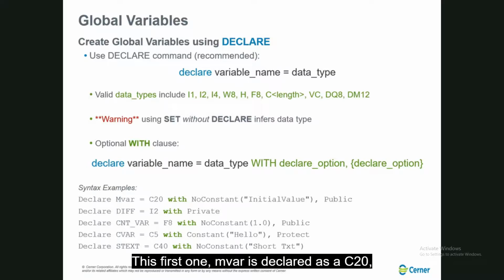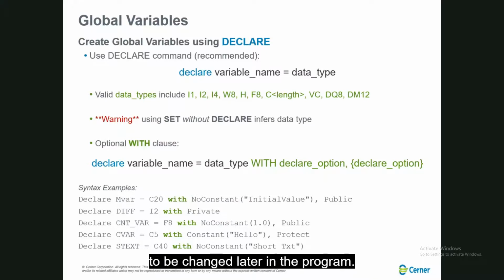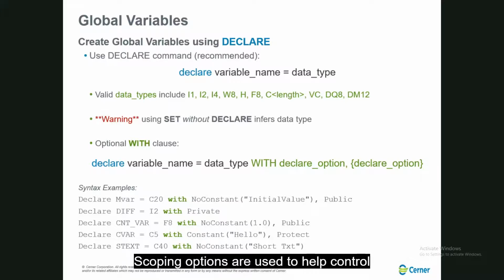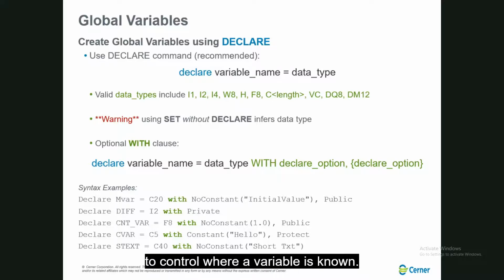The first one, mvar, is declared as a C20, so a 20-character length string. A couple of declare options are being used here. No constant will allow us to pass in an initial value when we create this variable. No constant will allow the variable to be changed later in the program. In this example, it is the literal text of initial value. The public scoping option is also used. Scoping options are used to help control when variables are known or not known during certain processing. We will discuss shortly how scoping options can be used to control where a variable is known.